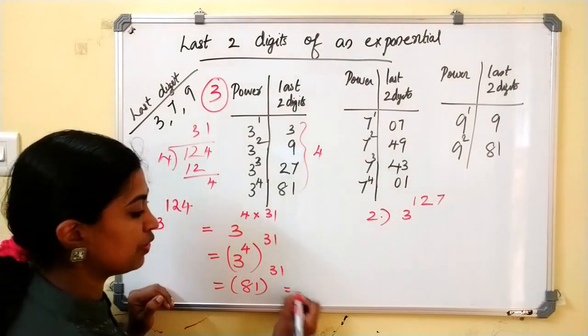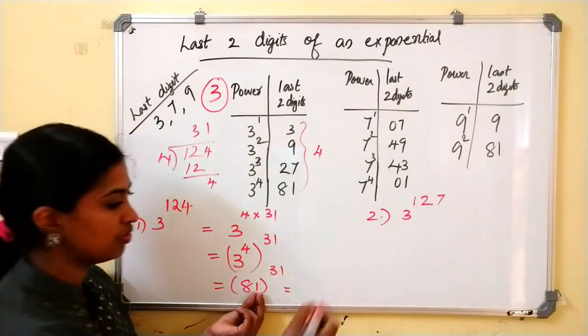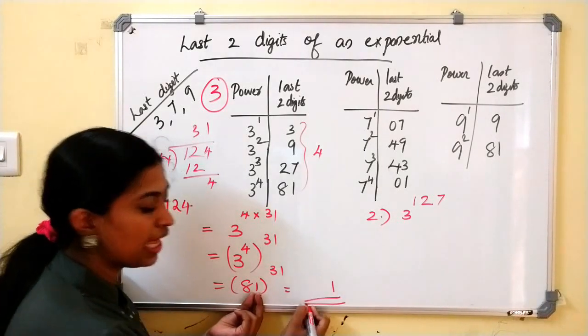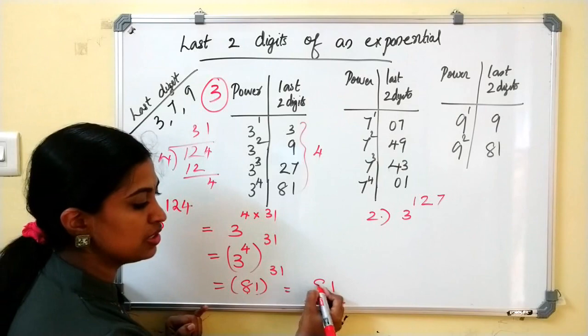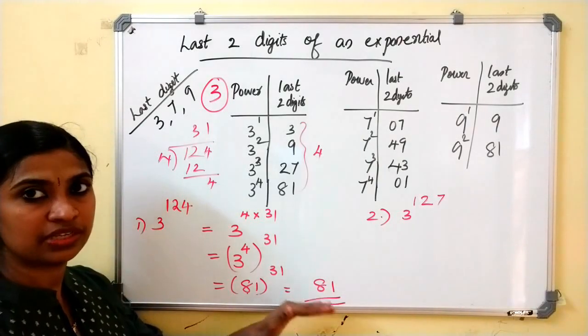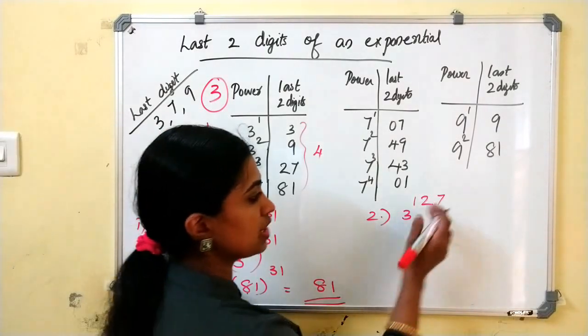Now what we are doing? If 1 is the ending digit, 1 is the ending digit of the answer also. Next we are doing 8 into 1. 8 into 1 is 8. So the ending digits are 81. Next question. 3 raised to 127.